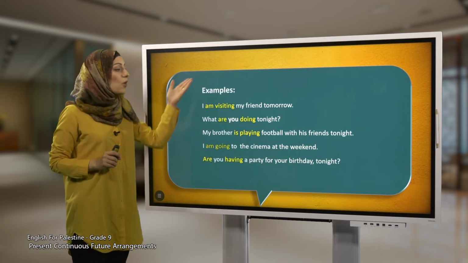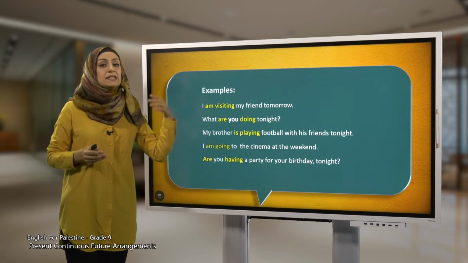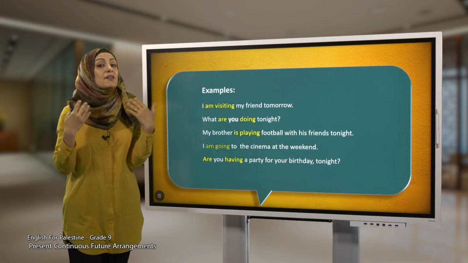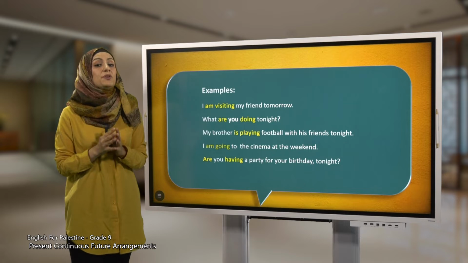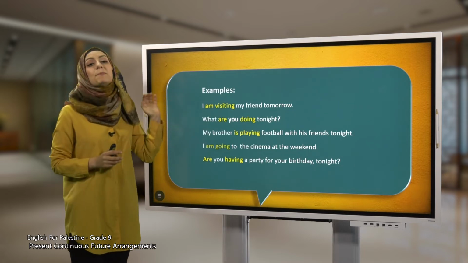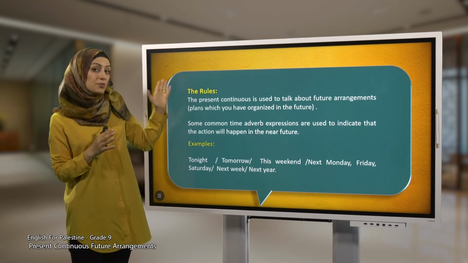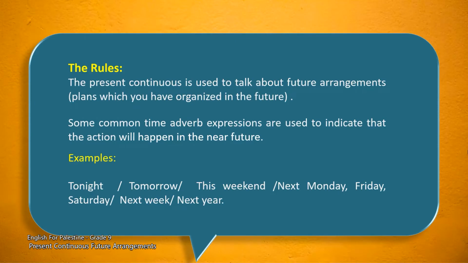As you can see, all the actions in these examples are happening in the future, either tomorrow or tonight or during the weekend. So this means that we are arranging for future actions. And in order to talk about our future arrangements, we use the present continuous. Now let's look at the rules of using the present continuous to talk about the future. We use the present continuous to talk about future arrangements, or the plans which you have arranged in the future.